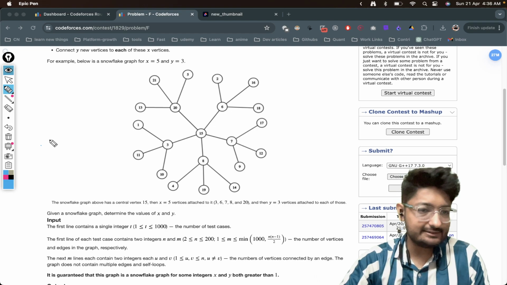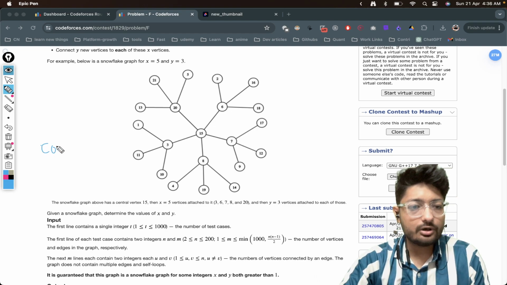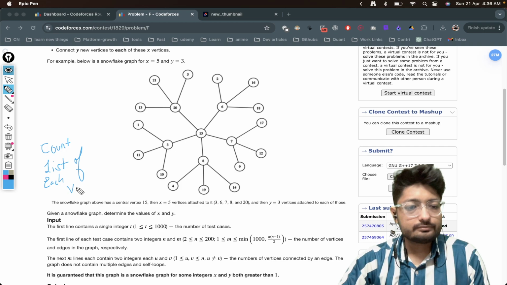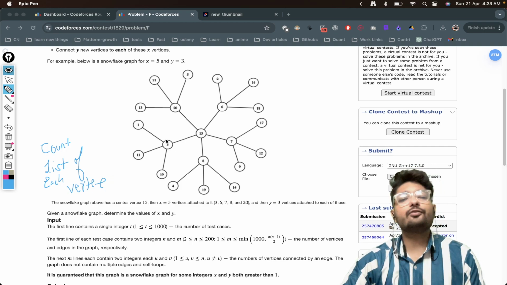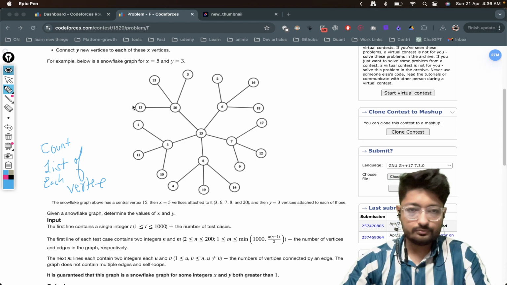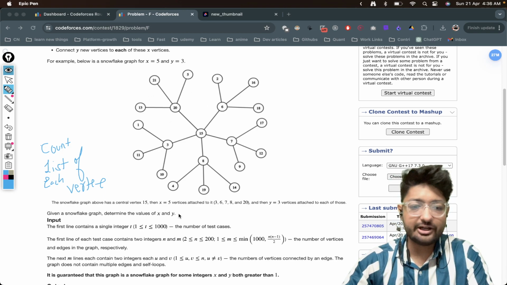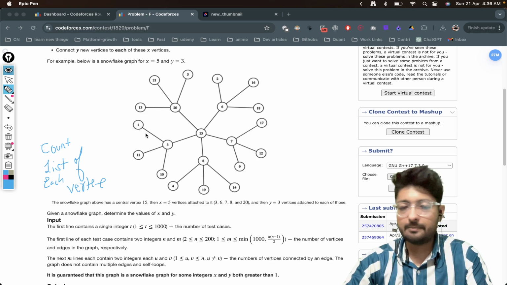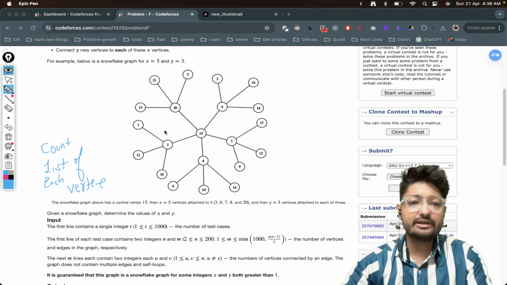If you are given edges, you can make not an adjacency list, but a count list of each vertex, which means for every vertex, how many edges it is connected to. You will iterate over all the edges. Let's say there's an edge between 5 and 3, and an edge between 1 and 3, which means that 1 is connected to one edge. So you have to somehow get the count.